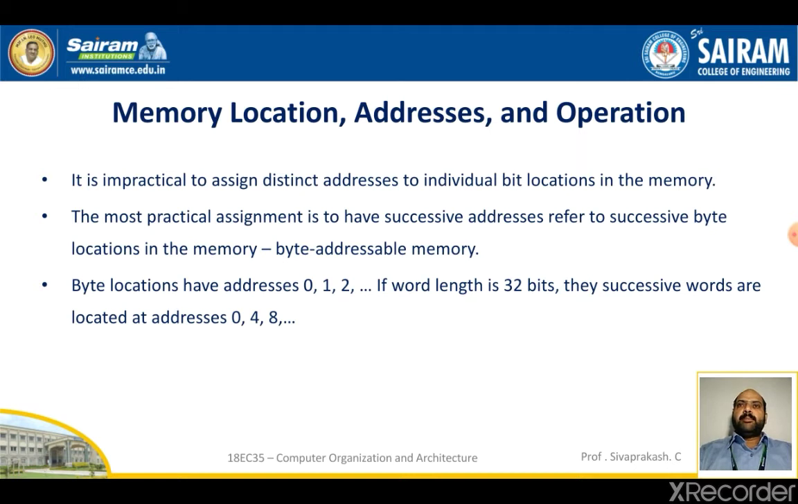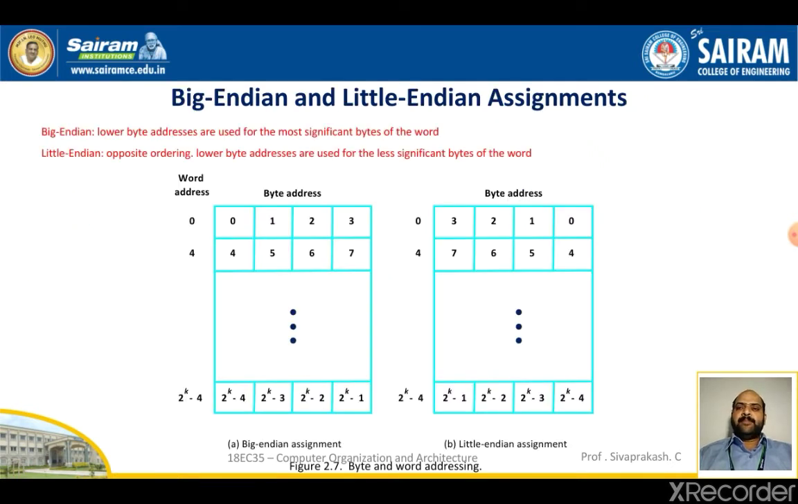Okay, so in the byte addressable memory, successive addresses refer to successive byte locations in the memory. Byte locations may have the addresses 0, 1, 2, 3, and it goes on like that. If the word length is 32 bit, successive words are located at the addresses 0, 4, 8, 12, with each word having 4 bytes of data. Let us see how it is represented.